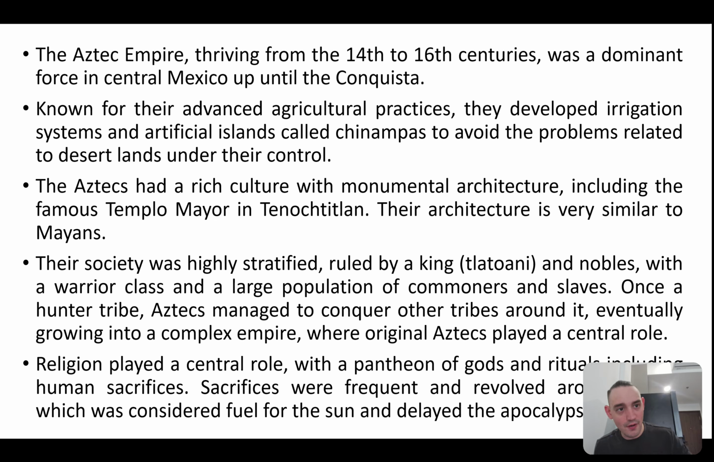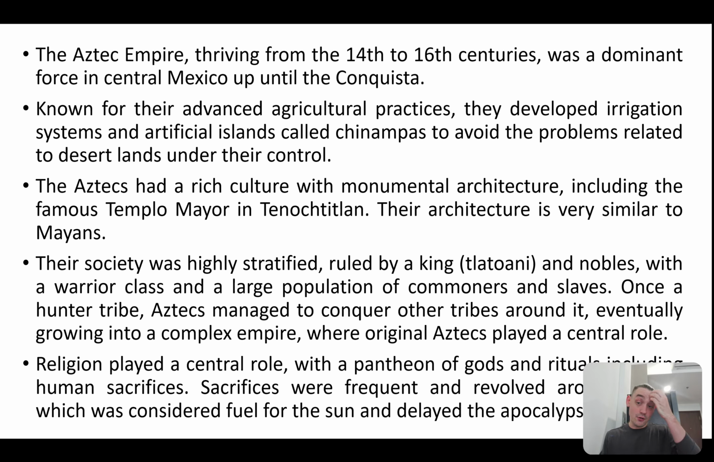So let's start with the very beginning. The Aztec Empire was thriving from the 14th century to the 16th century, so it was relatively new and young and very aggressive at the peak of their development, basically. It was a dominant force in central Mexico up until the Conquista. So while the Mayans were already in decline, these guys were very powerful, the most powerful force in the area.